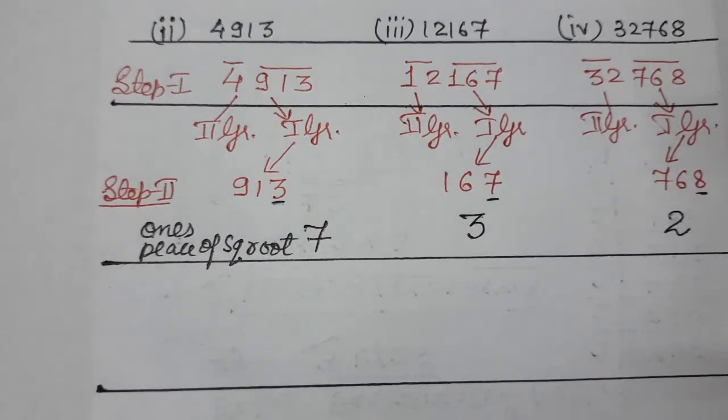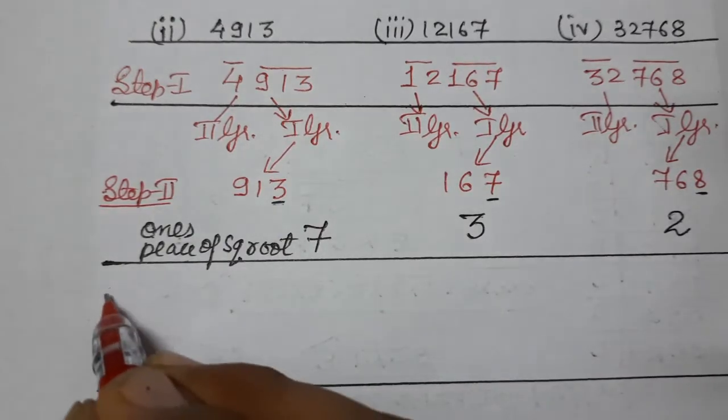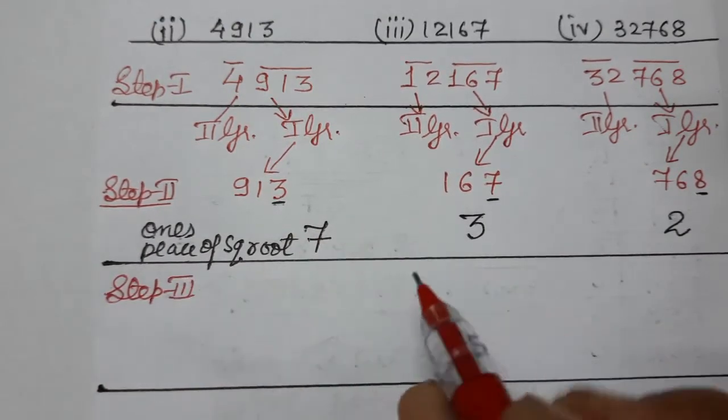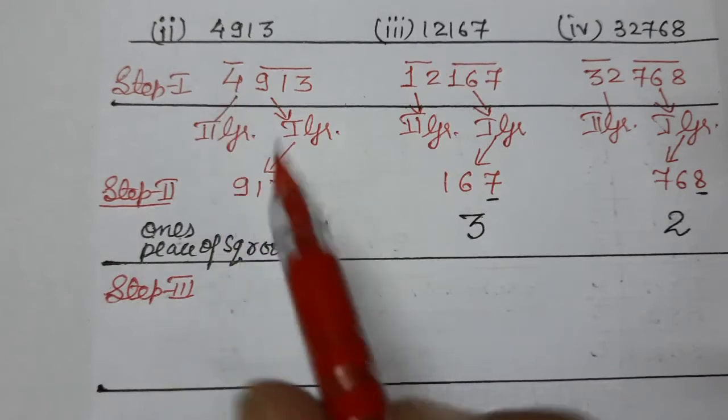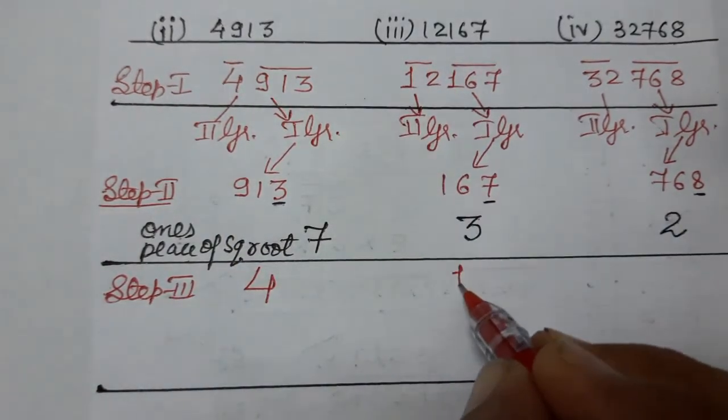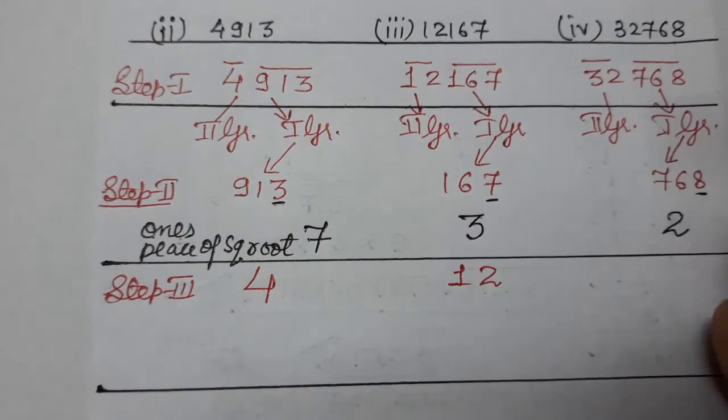Now we come to step number 3. Step number 3 is we have to write the second group. So what is the second group here? 4. What is the second group here? 12. And what is the second group here? 32.